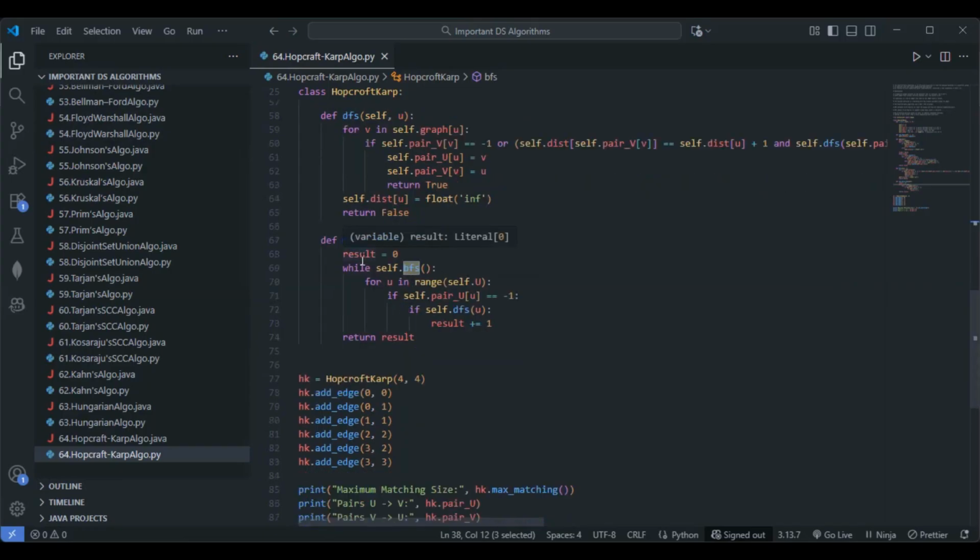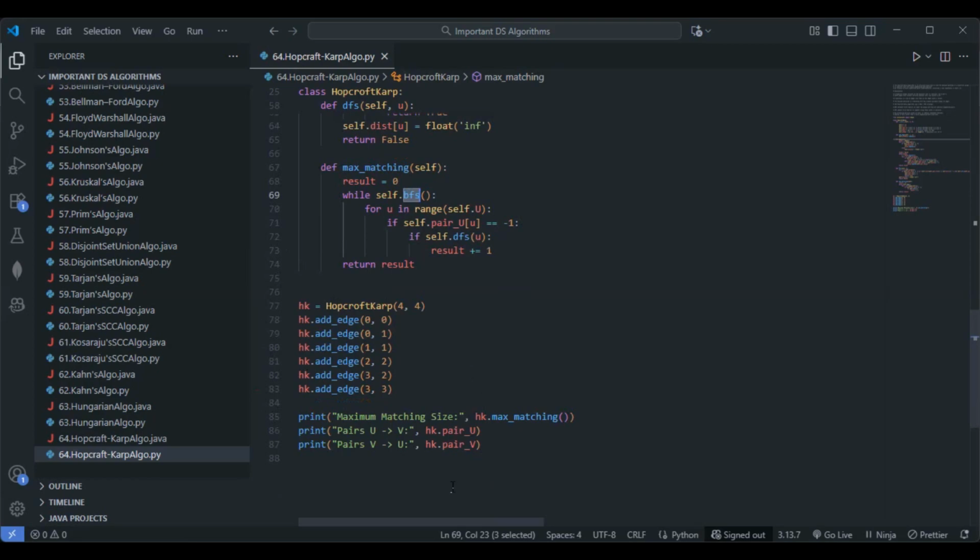Here we are making use of BFS and DFS within the main function. That is the reason we have written the helper methods DFS as well as BFS. So this is fine. This is the main function to find the maximum matching. So let's go with the example usage.